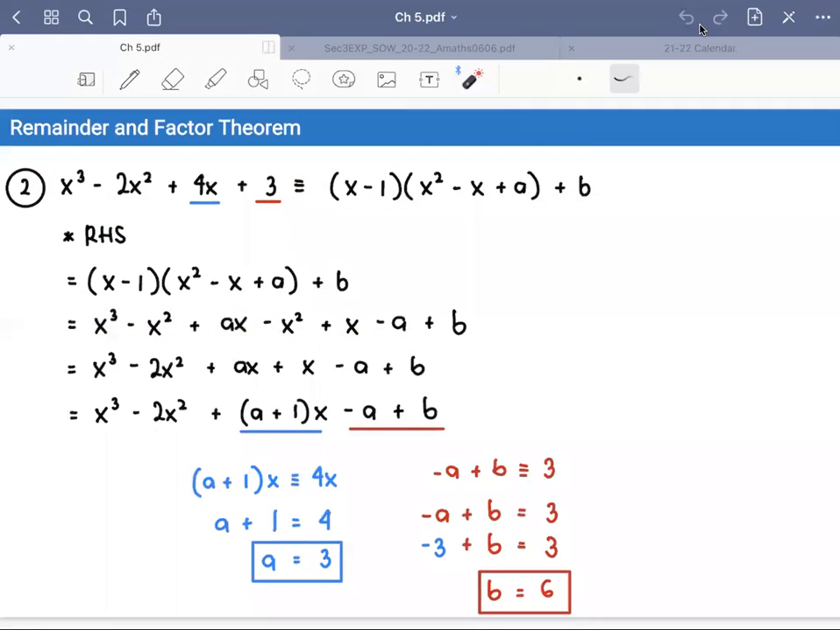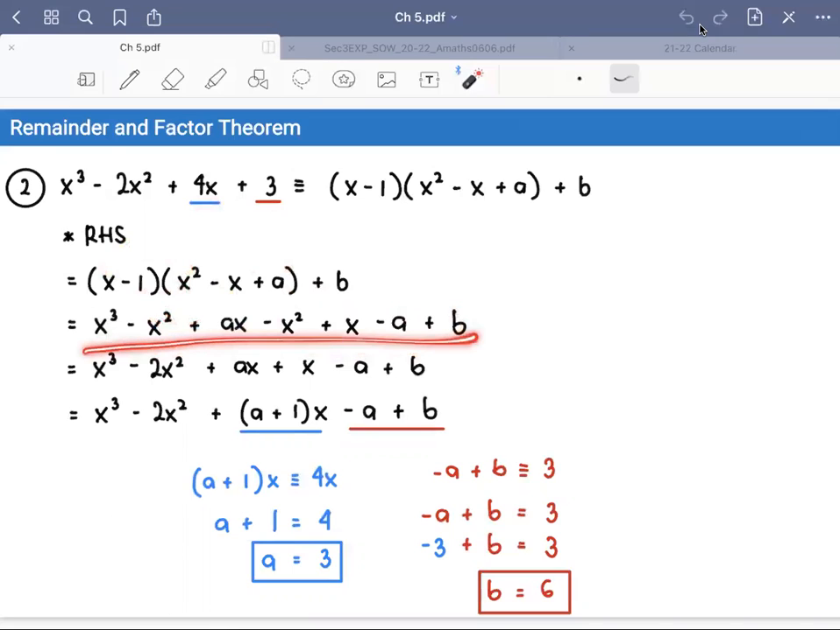Okay, so you need to remove the brackets, right? So you multiply this, and that's how I got this. x cubed minus x squared plus ax, and then negative 1 times negative x times a, and that's how I got this. Negative x squared plus x minus a, and then you bring down b. Okay, and what's after that?